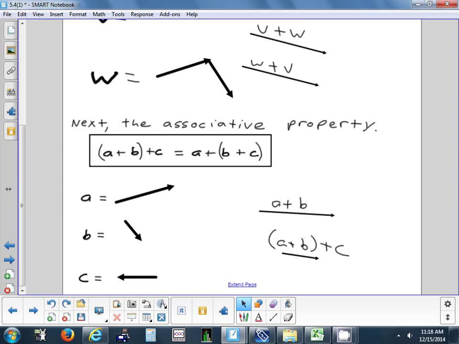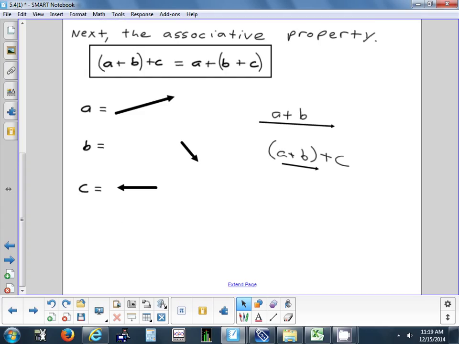Any question on how we got that? So let's try the same thing, except do it in a different order. Let's do B plus C first. So there's B plus C. Oops. Line those up the right way. B plus C. Make sure when you do it, you always go from the start point to the end point, not the other way.